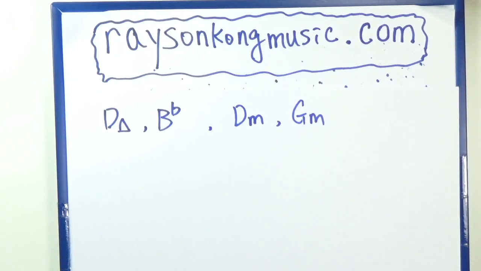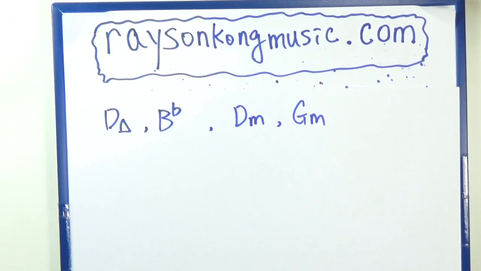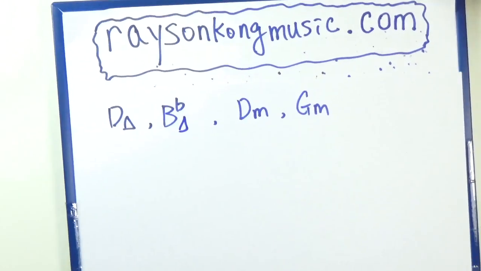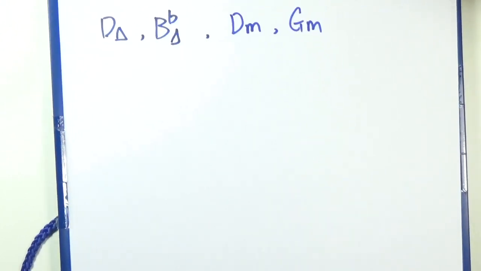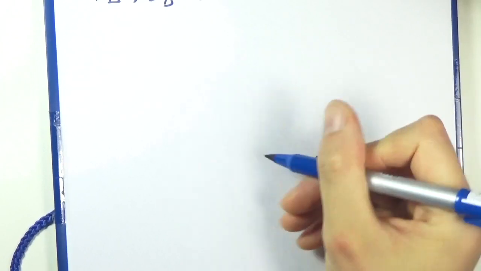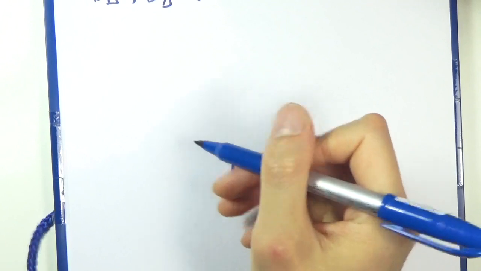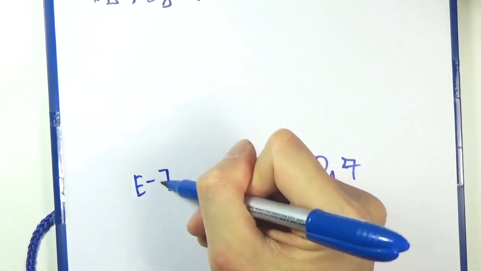Hello everybody, so let's work out a few more 251 harmonic resolution examples. I'm going to do them in these four keys: D major, B flat major, D minor, G minor. Let's start with D major. Again, start with the chords: D major 7th, A 7th, and the 2 chord would be an E minor 7th.